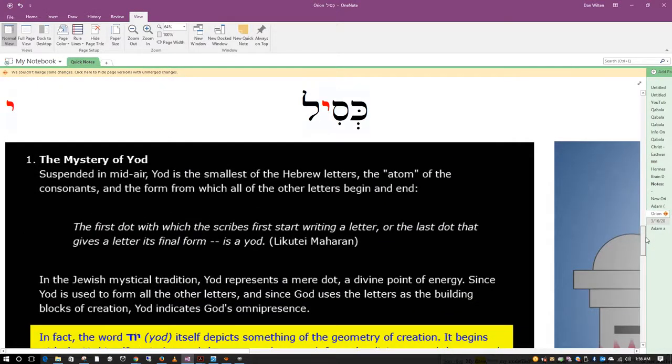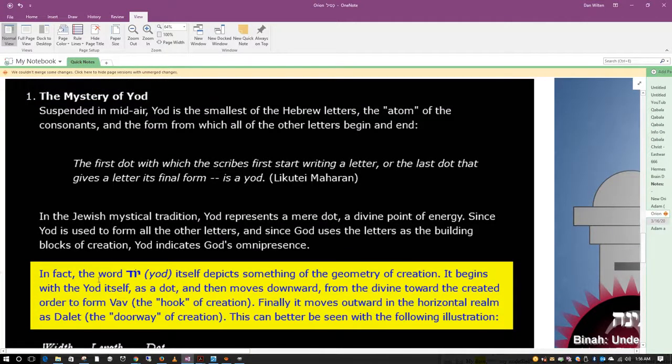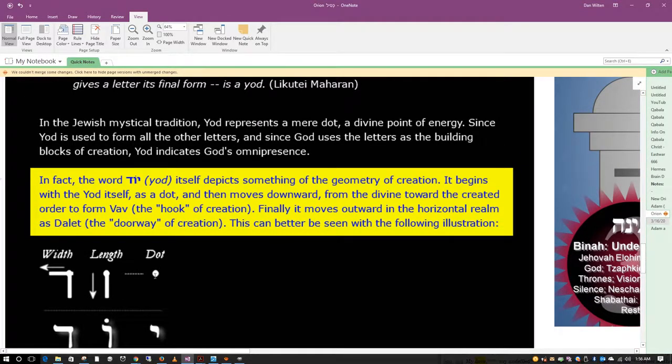So now let's go to the next letter. The next letter is the Yod, and the Yod is very interesting here. What I've got highlighted says that the word Yod itself depicts something of the geometry of creation. It begins with the Yod as a dot, and then moves downward from the divine toward the created in order to form a Vav, the hook of creation. What we're really talking about, the way it looks, is a line. So we have a dot, then a line, and then this right here is a picture of what? It's Daleth, and Daleth means door, and that means gate.